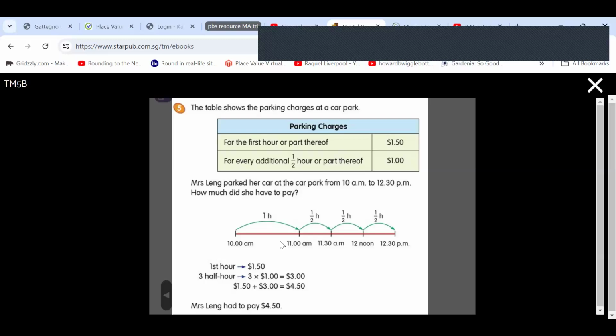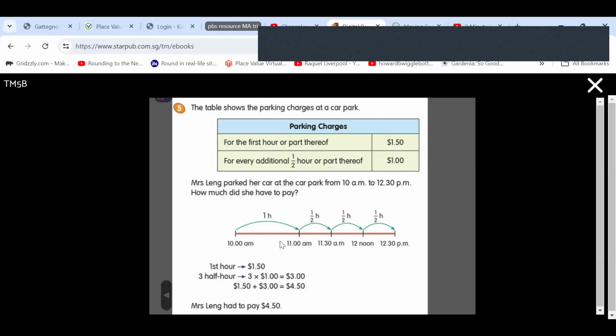So the longer she parked, what happens? The more expensive. The next hour, how much does she have to pay already? $2. She actually had to pay 50 cents more than the first hour. So the longer she parks, the more expensive the parking becomes.